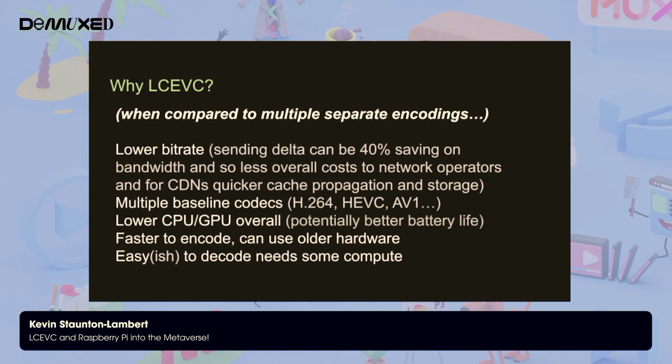So why would you want to do that? Well, if you compare multiple encodings, you end up with a lower bit rate. Savings can be around 40%, and that's a saving to network operators and also CDN providers. Multiple baselines can also be used, so you get H.264, HEVC, and AV1, which you may already have hardware encoders for, and lower CPU and GPU use overall, which means better battery life potentially, and it's faster to encode, and you can use existing hardware you already have. Also, it's pretty easy to decode, though it needs a bit more compute.